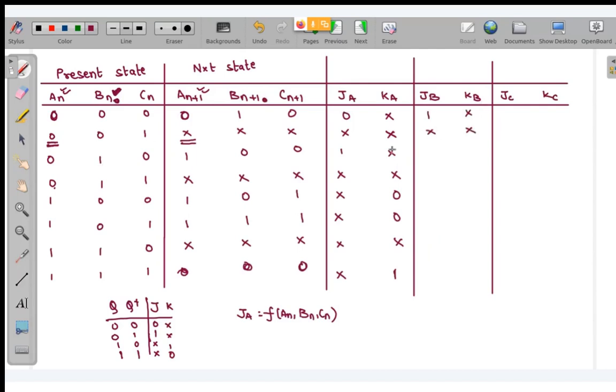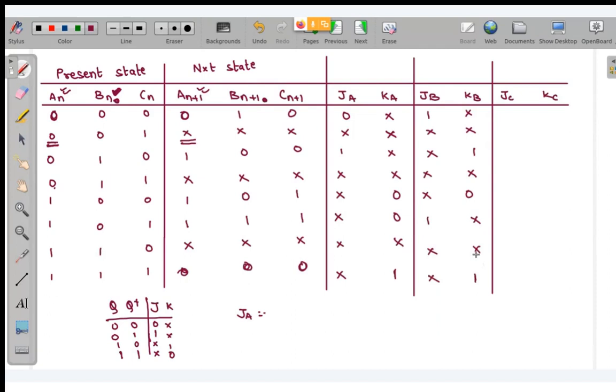So 1 0 corresponds to don't care 1. JA is BN, KA is CN. Okay, so I will write whatever you guys tell me. 0 1, so 0 1 is 1 don't care. Now don't make a mistake, 1 don't care, so this will be don't care, don't care. Last is 1 0, so that will be don't care 1.